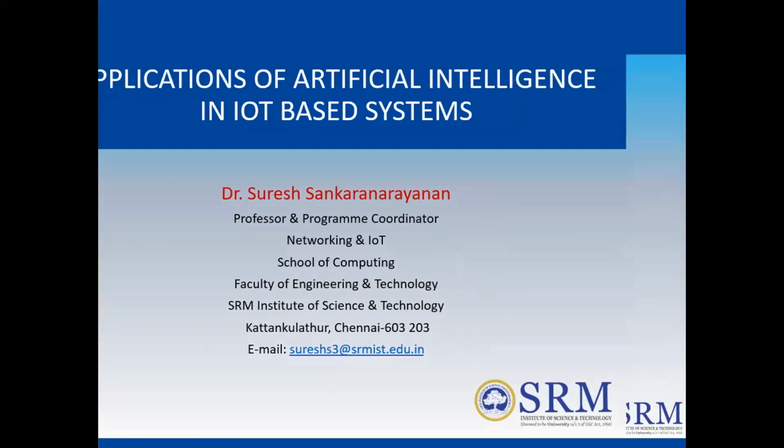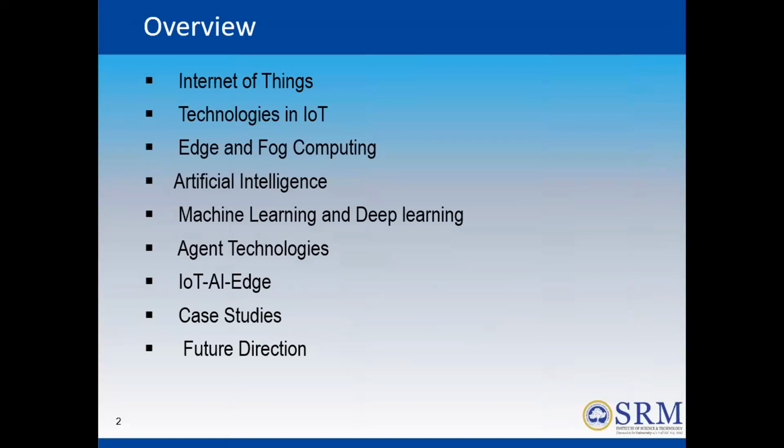The outline of my talk is going to go like this. What exactly is IoT? Most people nowadays know what IoT is, but some might still not be that aware. What are the technologies in IoT? Then a new kind of technology which is being talked about heavily nowadays, edge and fog computing. And then we'll get into artificial intelligence, some of the basic rudimentary things regarding machine learning and deep learning. Then agent technologies, which are also a subset of AI. And then the integration of AI with IoT and edge, and some case studies and some future directions.